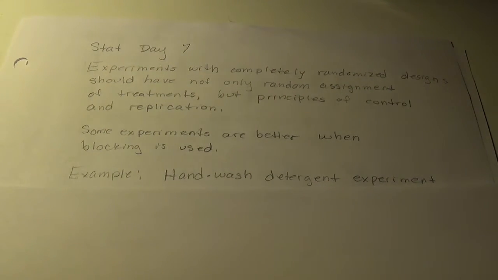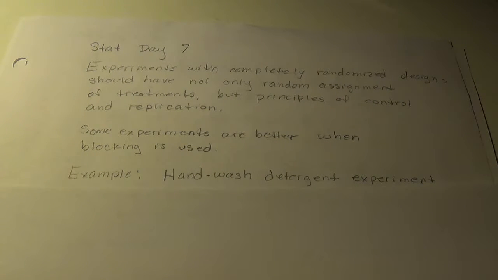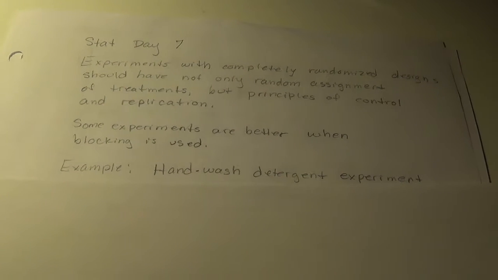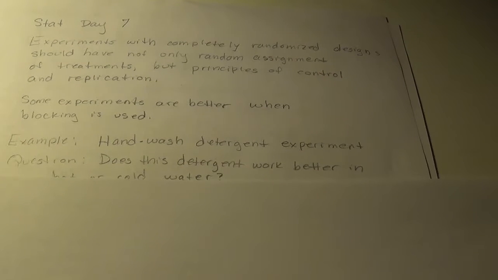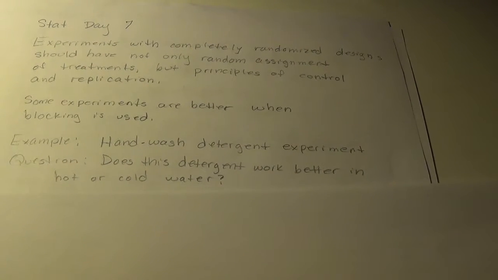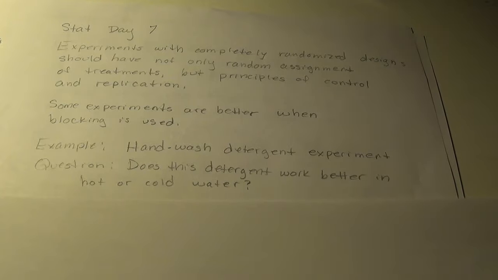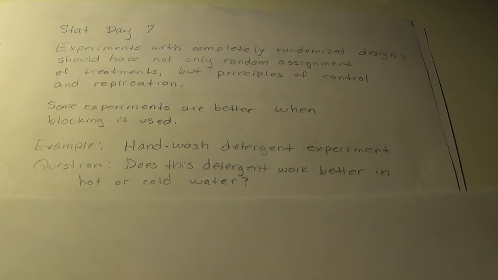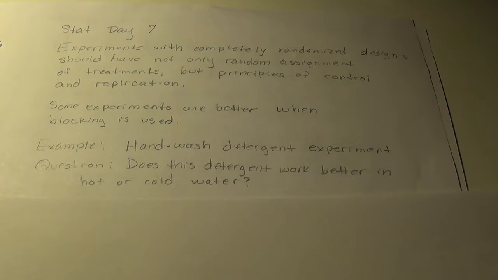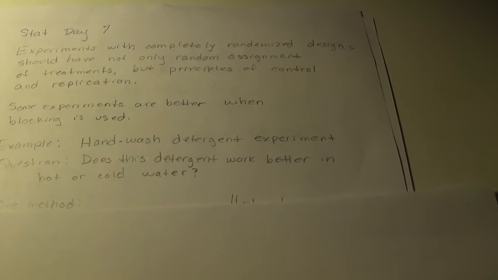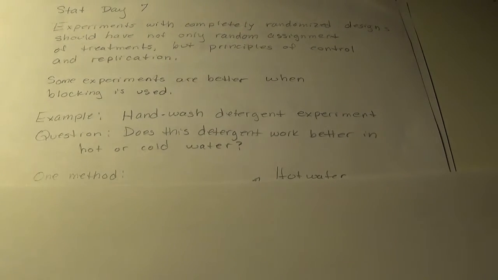So in this example, we have hand wash, and there are certain items that you're supposed to only hand wash. And we're looking at a hand wash detergent, and we're going to do experiments with it. And the question is, does this detergent work better in hot water or cold water? So that's the basic question that we're going to design an experiment to answer. So it seems pretty straightforward what the experiment would look like.